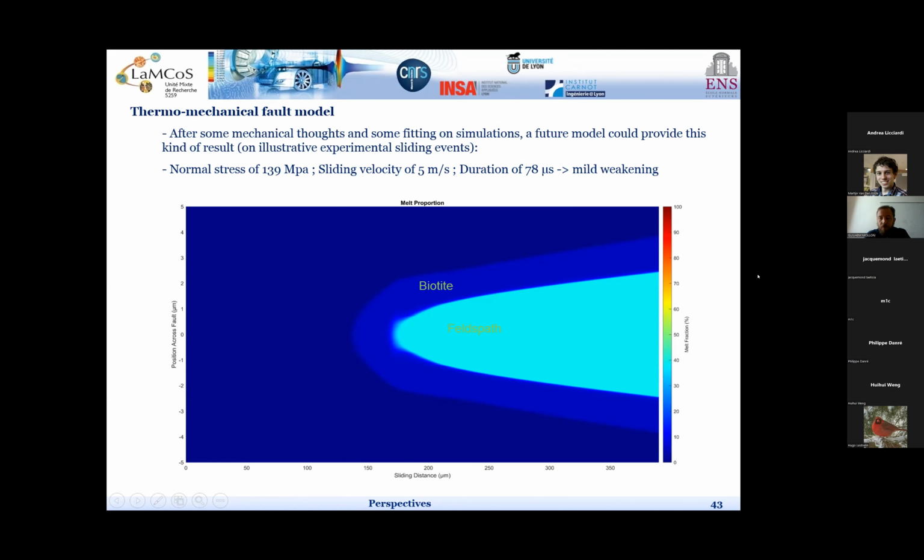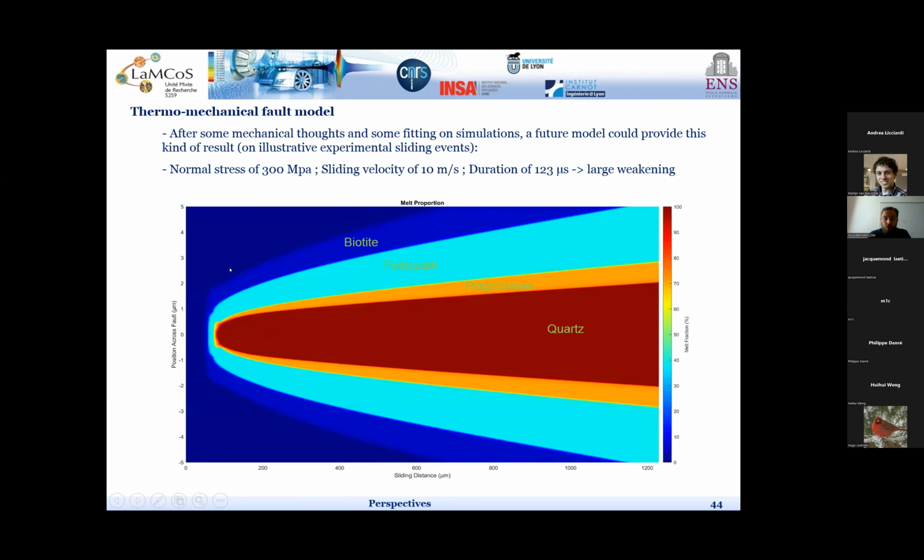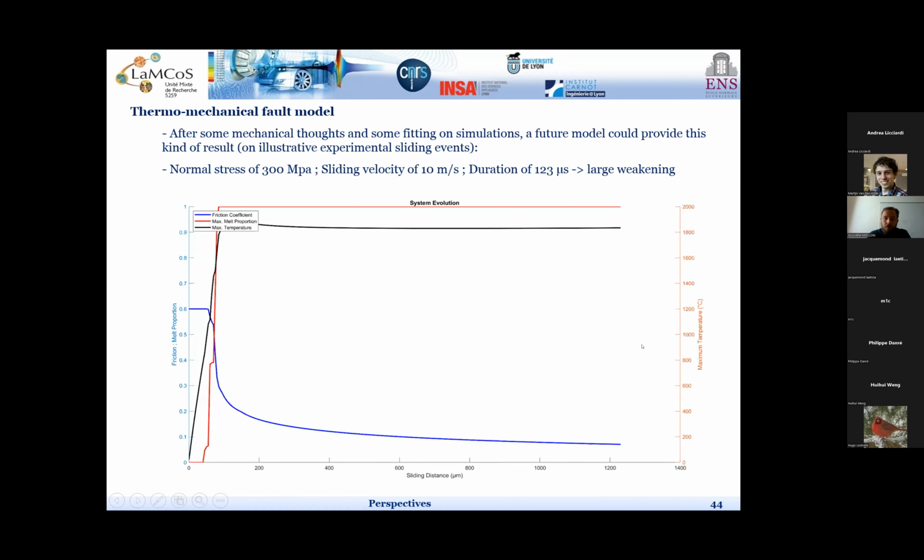5 micrometers thick. And if we do this with other operating conditions, we can even melt up to the quartz and have a complete melting of the interface. In that case, the friction drop is extremely strong, and we get to a friction coefficient which is closer to 0.1 here.